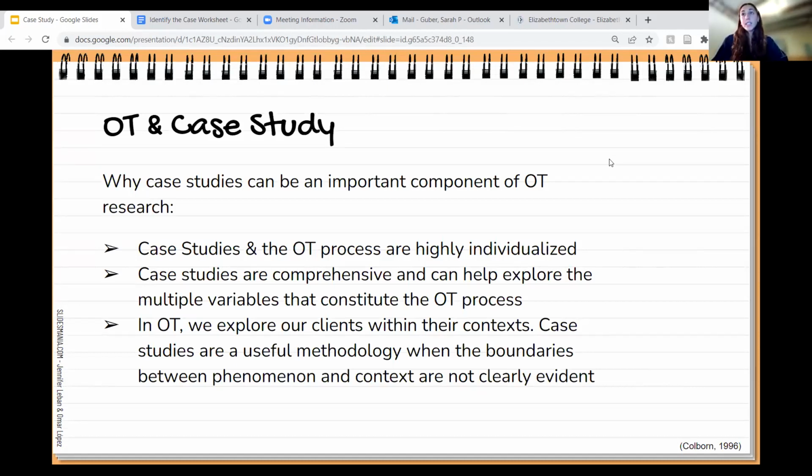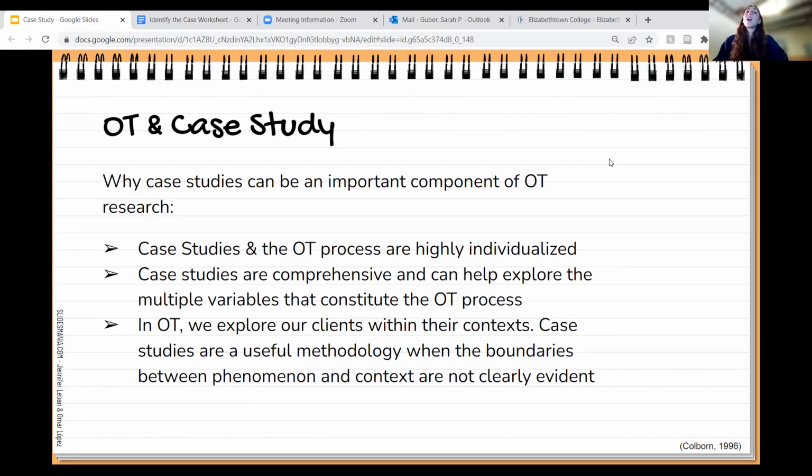In relation to case studies and their importance in OT, both case studies and the OT process are very highly individualized. So that is a similarity between case studies and OT. Case studies themselves are comprehensive, and they can help explore the multiple variables that constitute the OT process. As we all know, OT is very client-centered. We're holistic. We really want to look at the person, their environment, their roles, and a case study really allows you to go in depth and take a client-centered approach and explore all those variables that influence occupation, like exploring clients within their context.